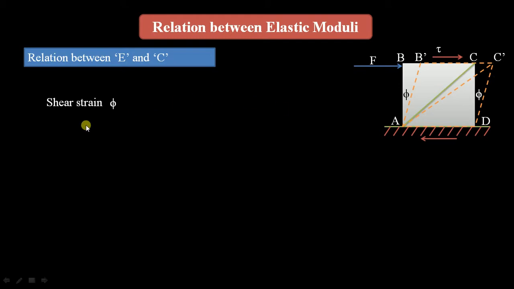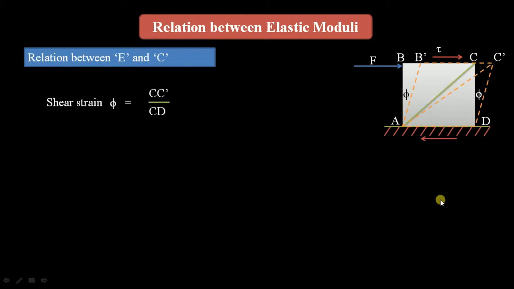So directly we write the formula, that is shear strain phi is equal to opposite by adjacent. What is the opposite here? CC dash. So that is equal to CC dash divided by adjacent. Adjacent is CD. So shear strain can be written as CC dash by CD from this right angle triangle, which is obtained due to the deformation of the body.